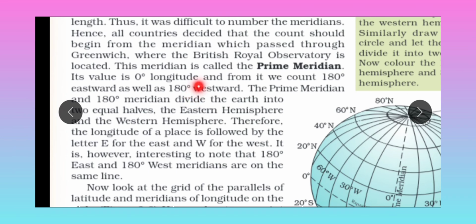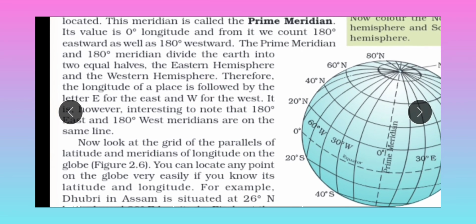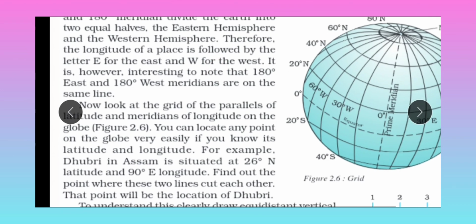Its value is 0 degree longitude, and from it we count 180 degrees eastward as well as 180 degrees westward. The prime meridian and the 180 degree meridian divide the earth into two equal halves, the Eastern Hemisphere and the Western Hemisphere. Therefore the longitude of a place is followed by the letter E for east and W for west.